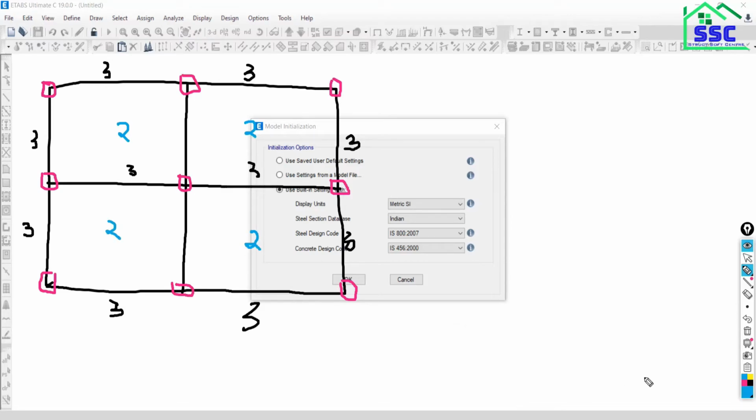Now, my question to all of you is that, okay, this is first, this is second, 3, this is 4, 5, 6, 7, 8 and 9. Now let me know which column is a concentric column, which column is a uniaxial column, and which column is a biaxial column.